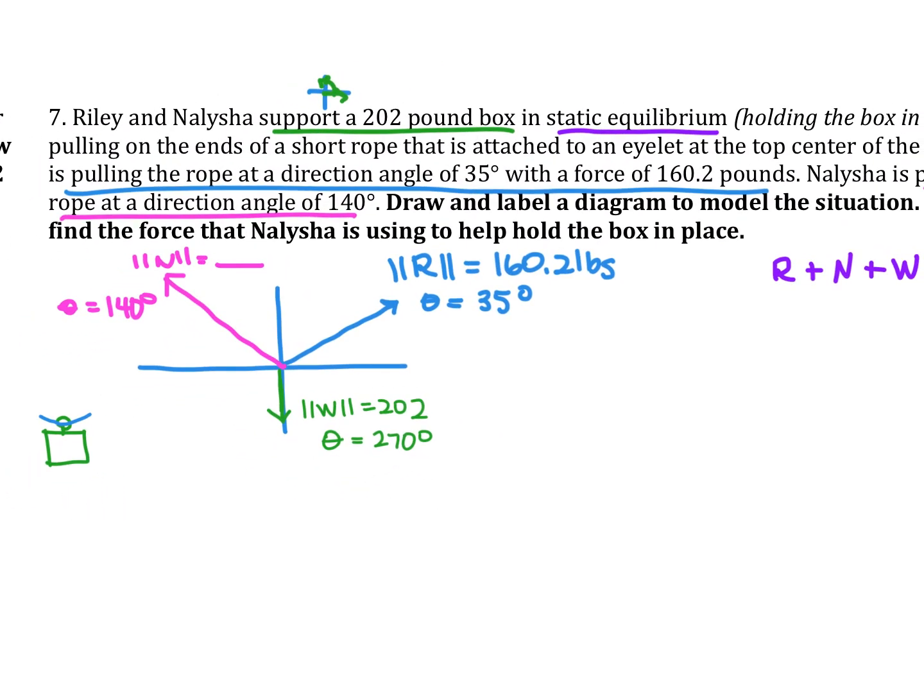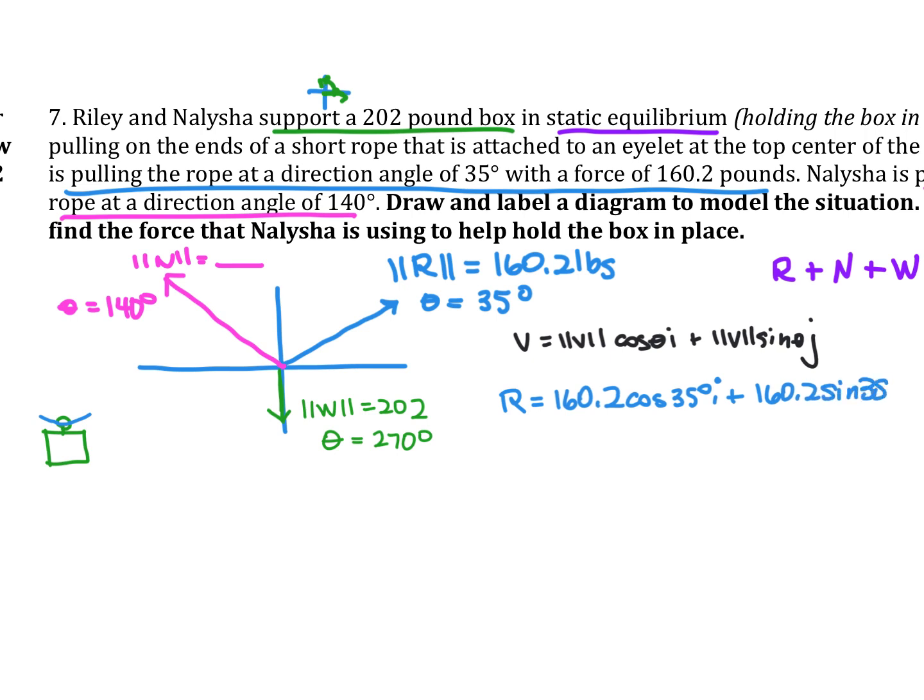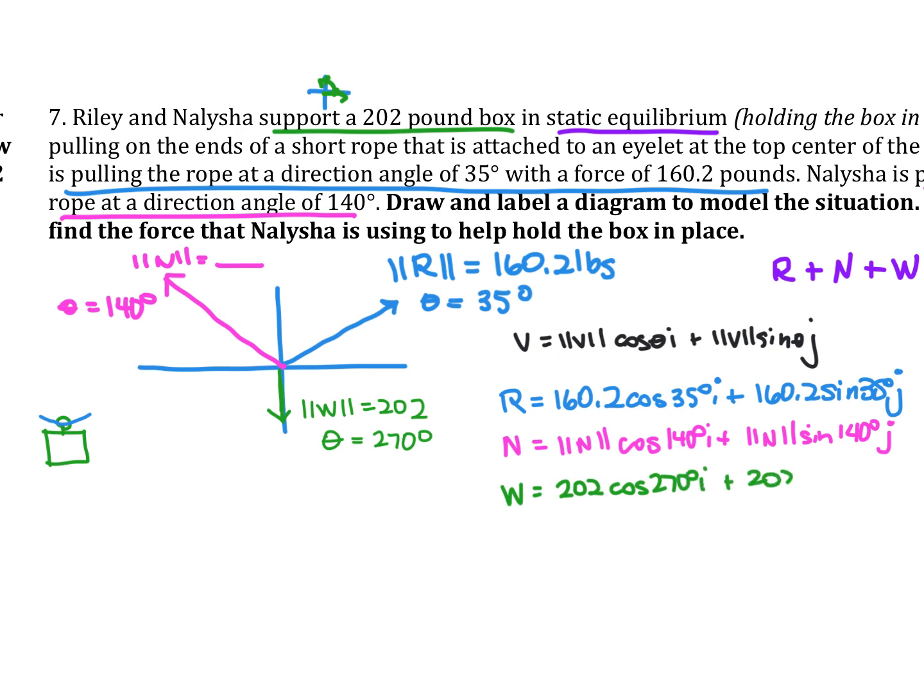So we're going to write three vectors. Remember, the general equation is V equals magnitude of V cosine theta I plus magnitude of V sine theta J, and so we'll write three of our vectors. Vector R for Riley, and the magnitude is 160.2 cosine of 35 degrees I plus 160.2 sine 35 degrees J. Then Alicia, N, so magnitude of N, because we don't know what it is, cosine of 140 degrees I plus magnitude of N sine of 140 degrees J. Then we have W, which is the weight of the box. The weight of the box is 202 cosine of 270 degrees I plus 202 sine of 270 degrees J.